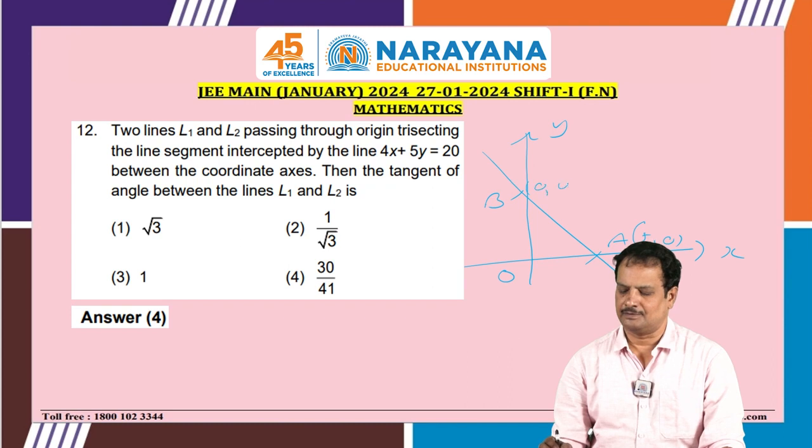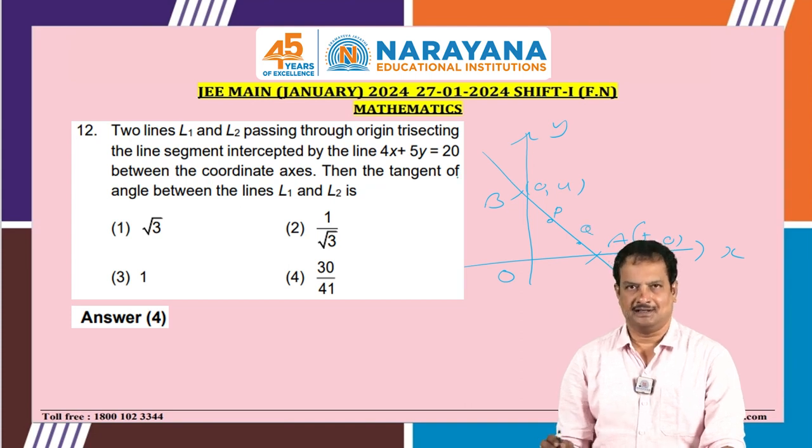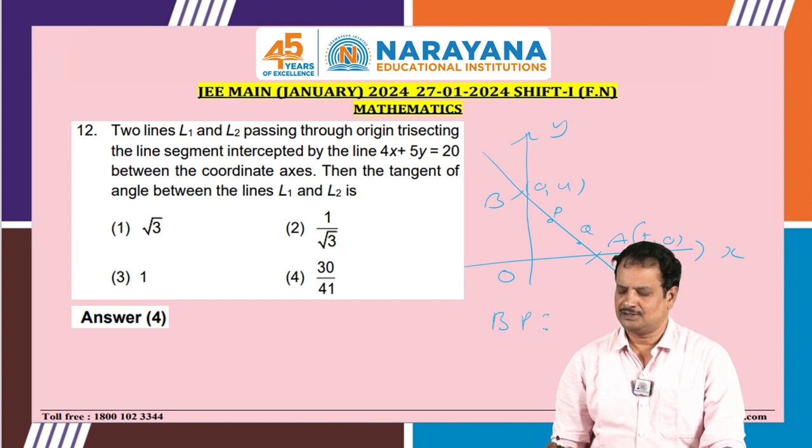This is (0, 4). There will be 2 points here, which are points of trisection for the portion of the line intercepted between the axes. What is the portion of the line intercepted between the axes? AB there. Then P is the point which divides in the ratio 1:2. What I mean is BP is to PA equal to 1:2. Similarly, BQ is to QA, of course, 2:1.